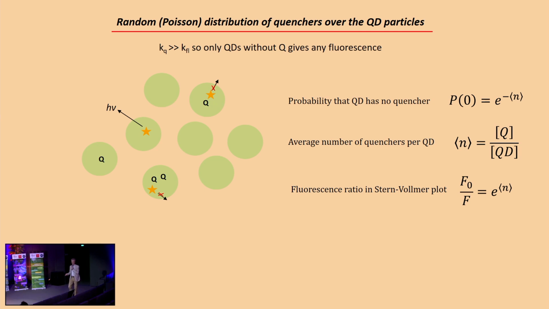So it's enough with 1 catalyst to totally quench the quantum dot. In the lifetime measurements, we saw no difference in fluorescence lifetime, because then we only see the ones that don't have a quencher. If you assume a Poisson distribution, then the probability that the quantum dot has no quencher decreases exponentially with the average number of quenchers per quantum dot. That means that the fluorescence ratio F0 over F increases exponentially.